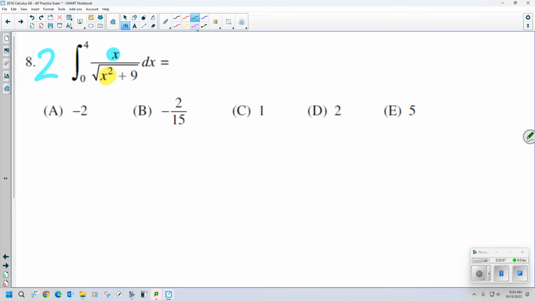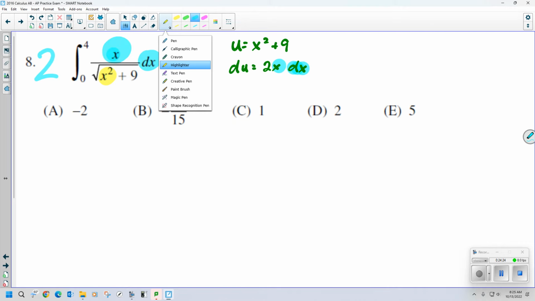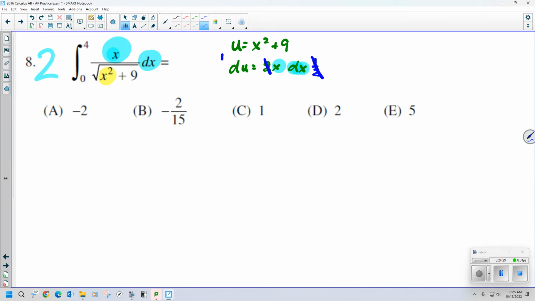All right? So the first thing I'm going to do, well, no, I'll do that last. Let's do the u-substitution first. If u is x squared plus 9, du is 2x dx. But remember, we only have x and dx. So I want to keep x and dx. I want to get rid of that 2. So let's multiply this side by a half and this side. Okay, so now I have, get rid of that 2.